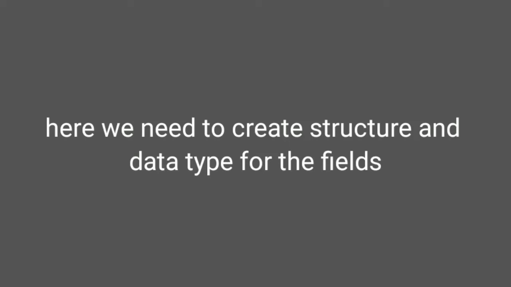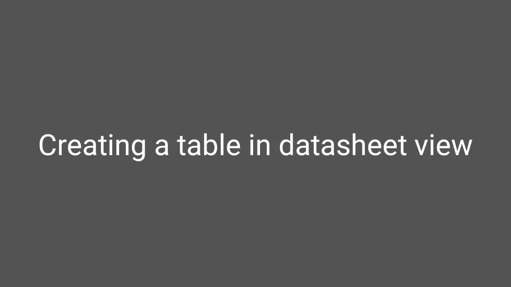Once again, in datasheet view, once you have entered the data into the table, Microsoft Access will automatically create the structure for the table and select the data type. But in design view, you have to create the structure for the table and select the data type for the fields. This is the difference between datasheet view and design view. Now let us study how to create a table using datasheet view. When you create a new database, we have studied that by default Microsoft Access will open a new table in datasheet view.